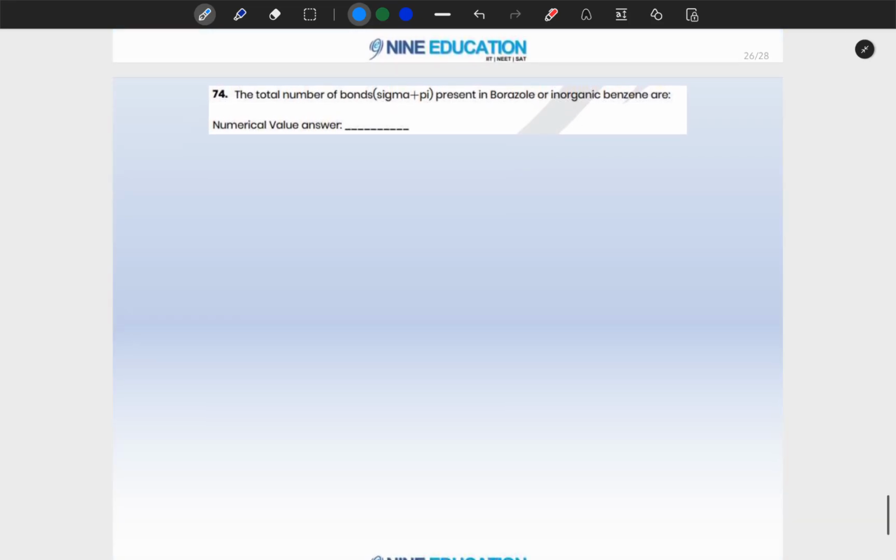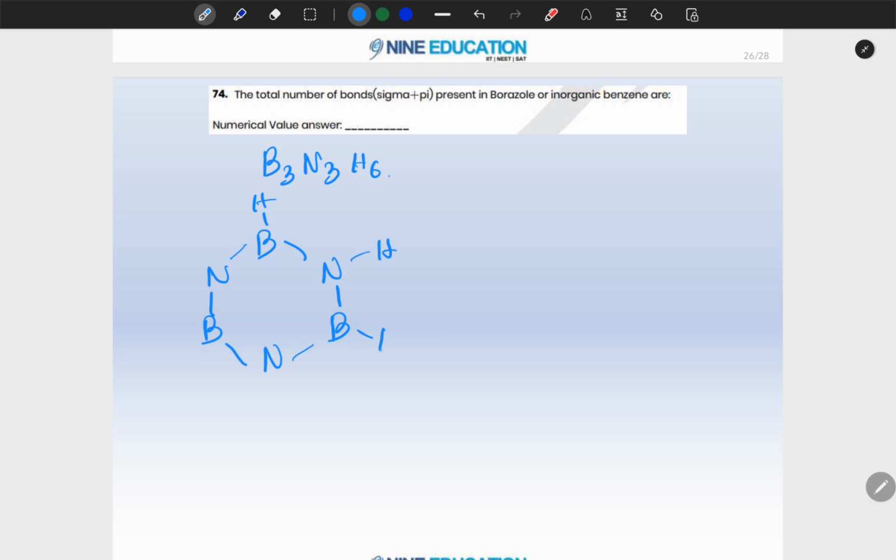Number of sigma and pi bonds in inorganic benzene. So inorganic benzene is basically B3N3H6, also known as borazine, right? So boron and nitrogen will occupy alternate positions. 6 hydrogens are connected to all the 6 atoms which are present inside the ring.